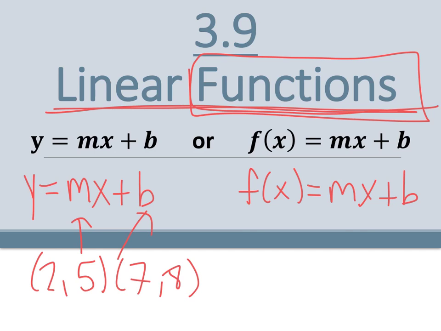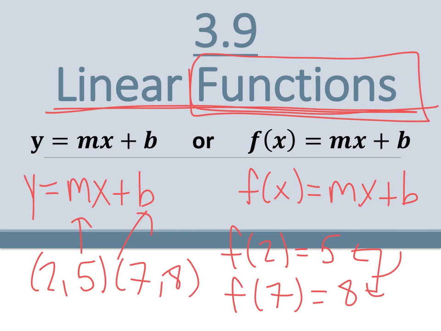However, now it's going to say f of 2 is equal to 5 and f of 7 is equal to 8, and you're going to have to use these two representations to figure out what slope is and what b is. But hopefully you see that this was x, this was y. This was x, this was y, this was x, this was y. It's the exact same concept. So I'm only going to do one example, and you're going to have one try on your own.